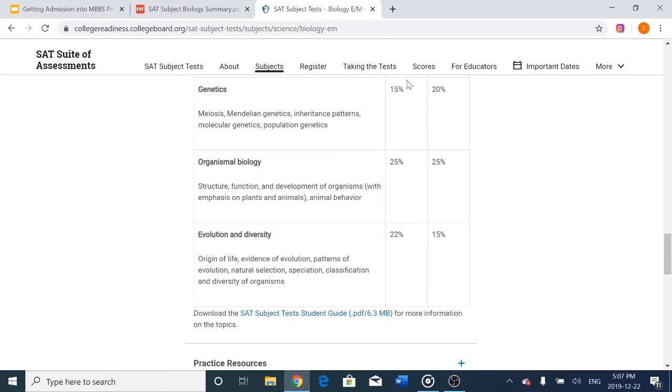Obviously it's not that often throughout the SAT, it's only 15% of the test, but it's good to know your Mendelian genetics. It's very important to know. Organismal biology, so that just looks at development of organs.